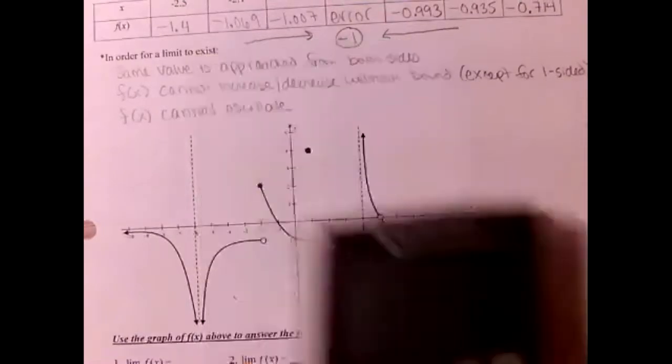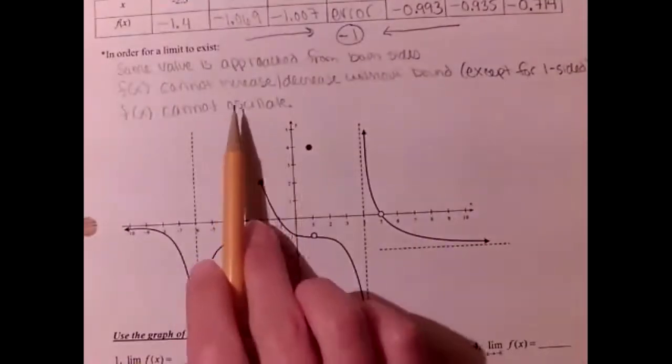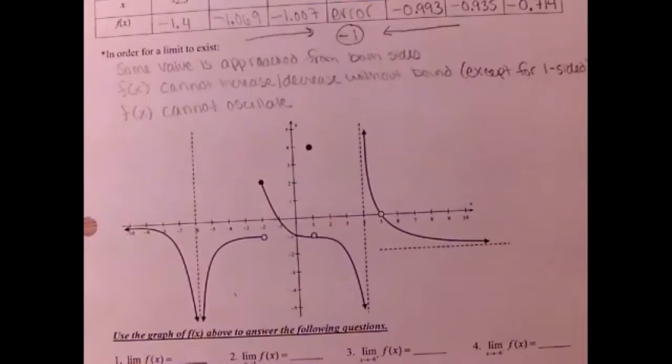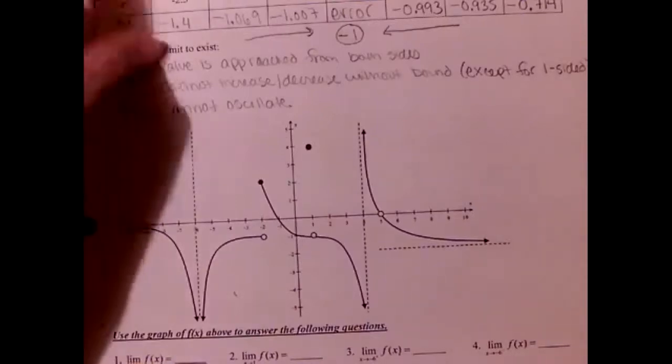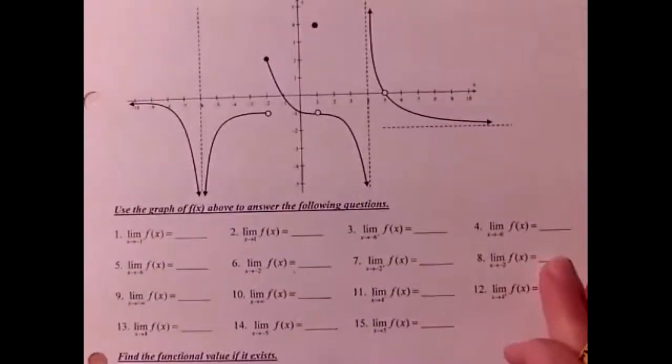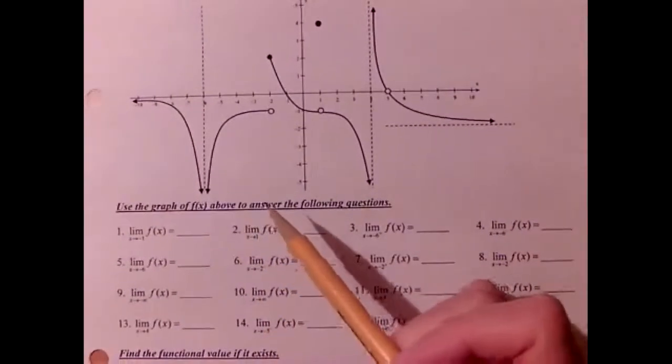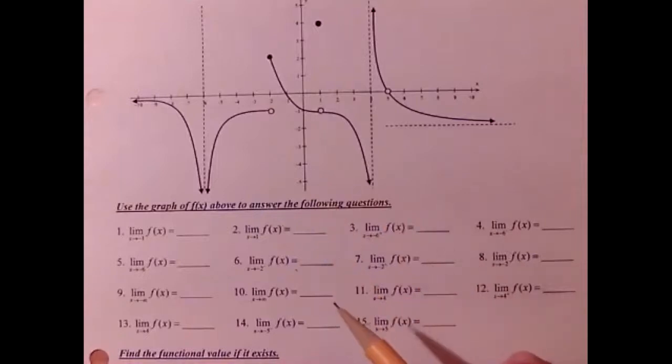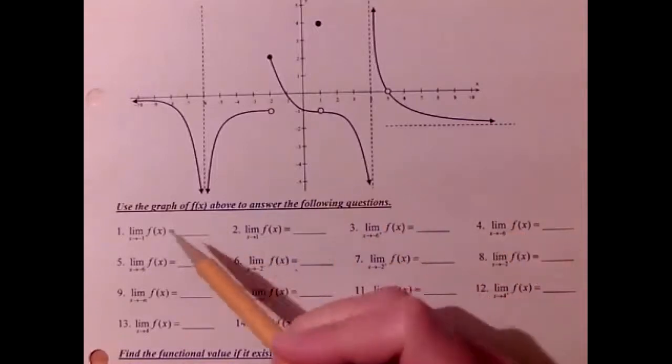All right, so that's what oscillating means. That doesn't come up real often, but it is just an interesting characteristic of a graph. Okay. So we are going to use this graph to answer all of these limit questions. And basically what you want to do is zoom in on that part of the graph and just see what the behavior is and see if there's agreement from the left and right.